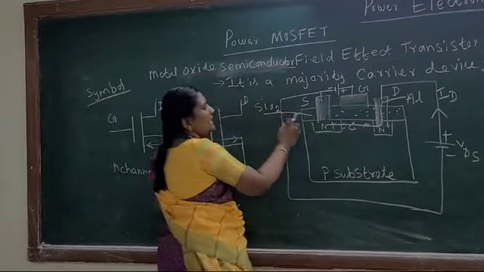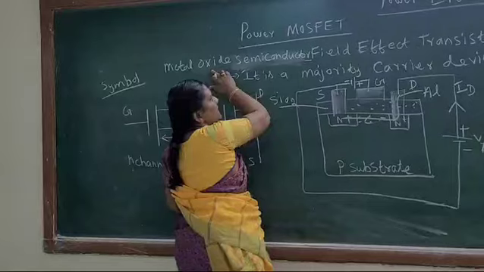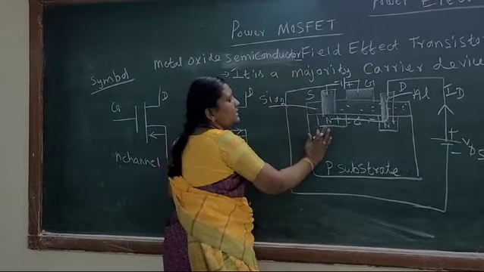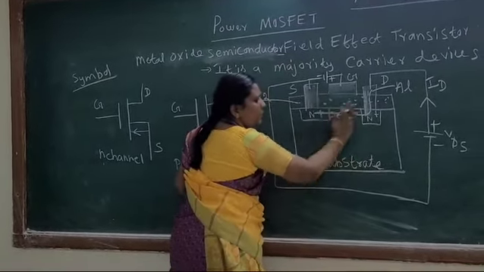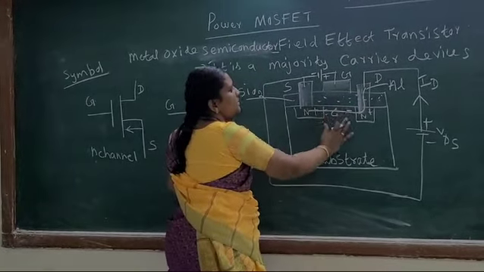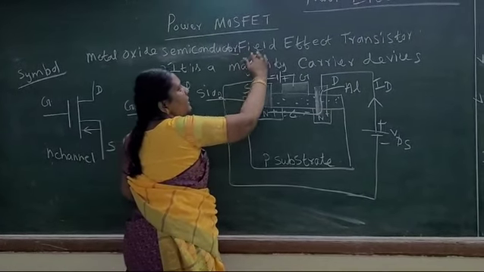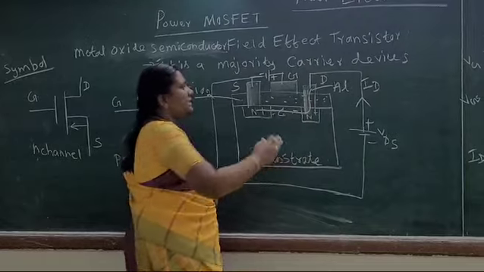Then oxide, the second layer is made up of a SiO2 layer, so it is termed as oxide. Third layer, semiconductor, this region is made up of P and N type semiconductor materials. So this is from the construction: metal, oxide, semiconductor. Now again, field effect transistor, that is from the operation.